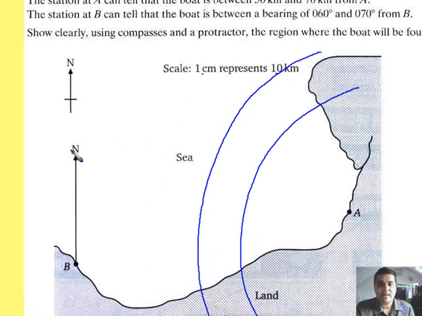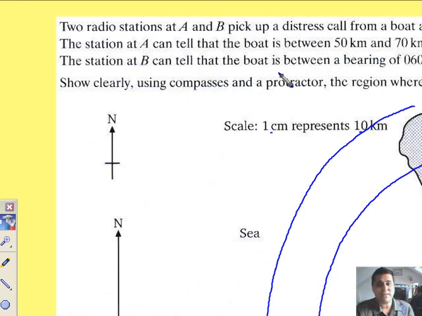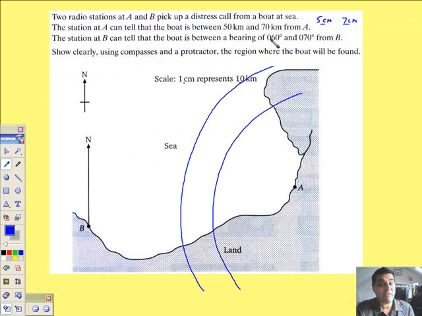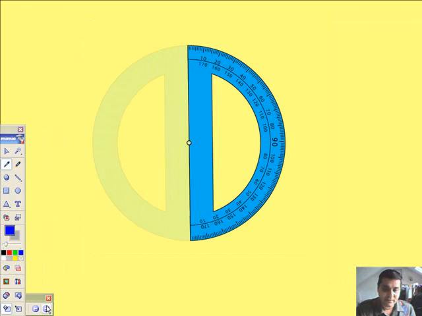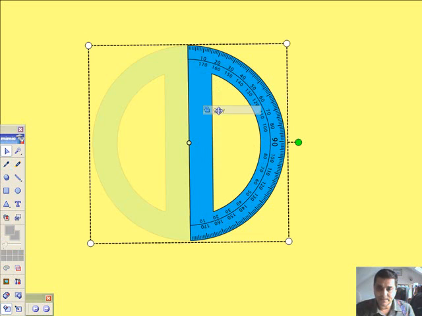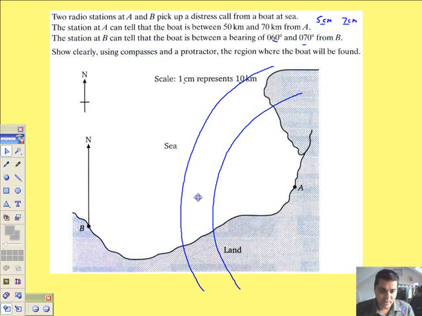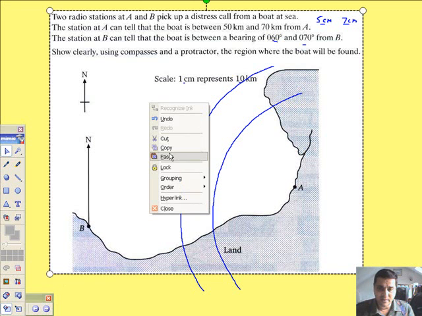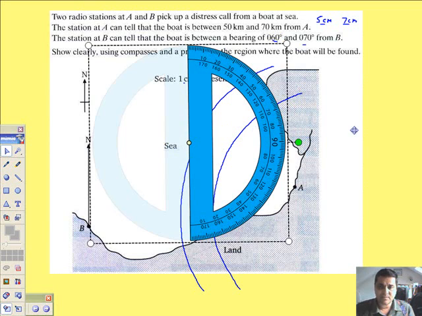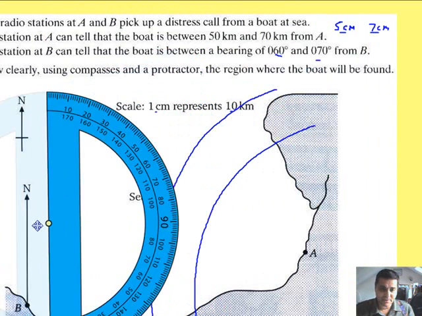Now station B, which is that one right there, can tell that the boat is in distress somewhere on a bearing between 060 degrees, 60 degrees, and 070 degrees from B. So 60 degrees and 70 degrees. Now I will use a protractor for that. I'm going to copy it over from this blank page and bring it next door here right now. So let me just plant that. There's my protractor.